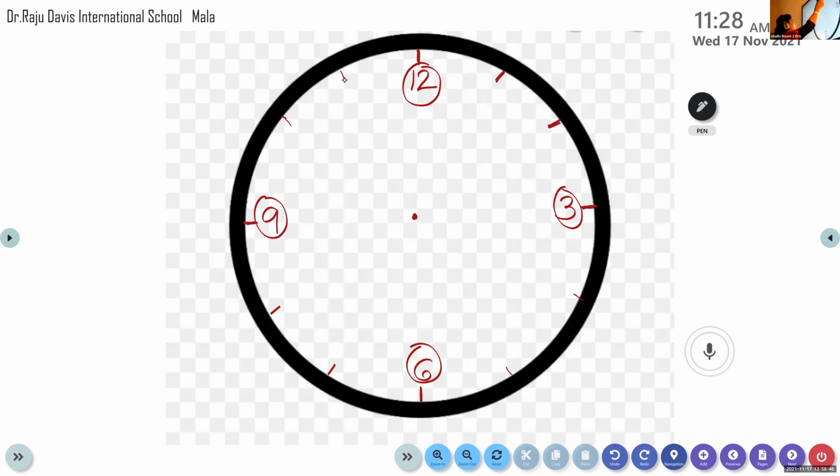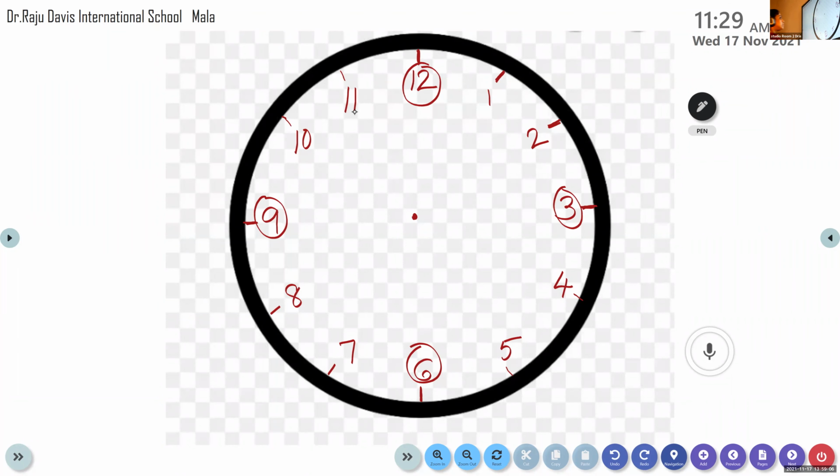After that, we can mark the numbers 1, 2, 3 is there, 4, 5, 6, 7, 8, 9, 10, 11. Now you see everyone. I think somebody is drawing. Now no need to write anything.